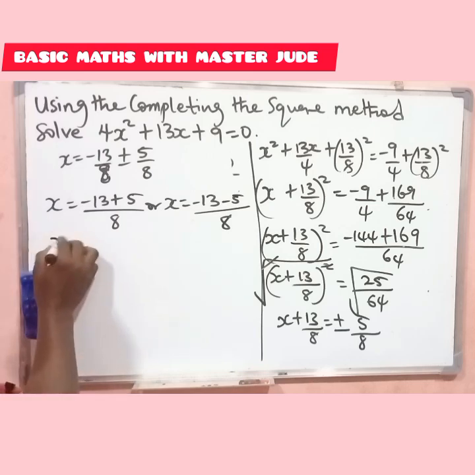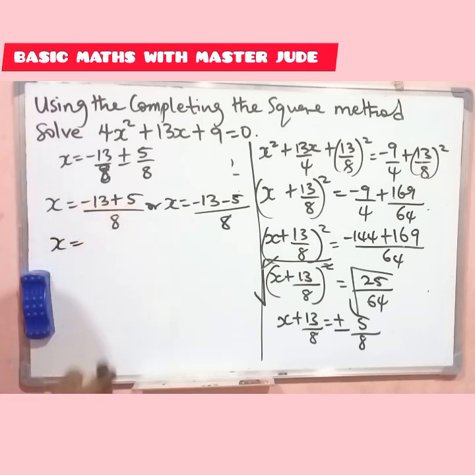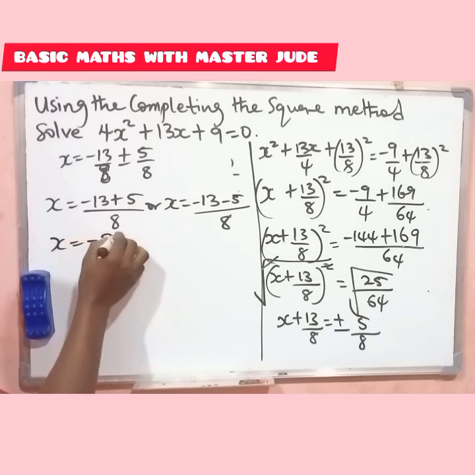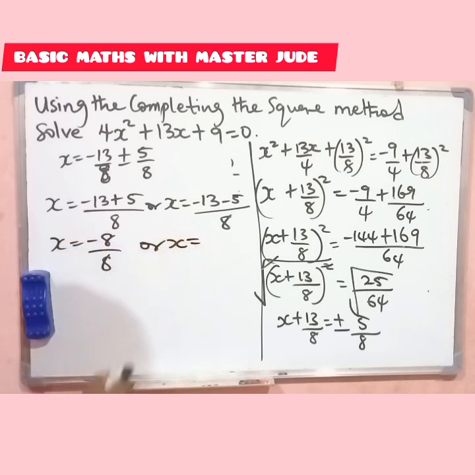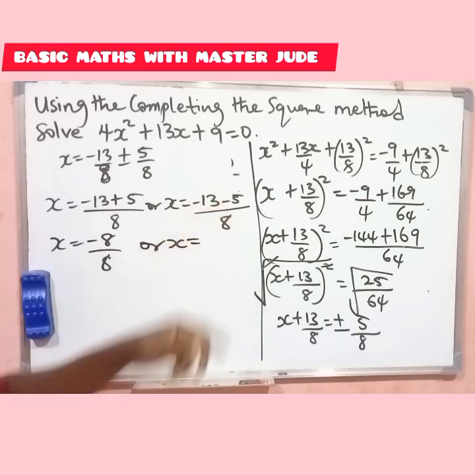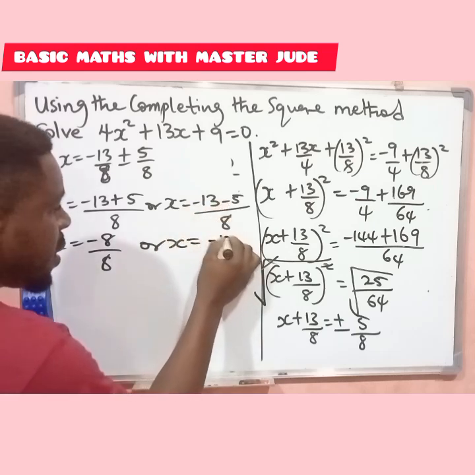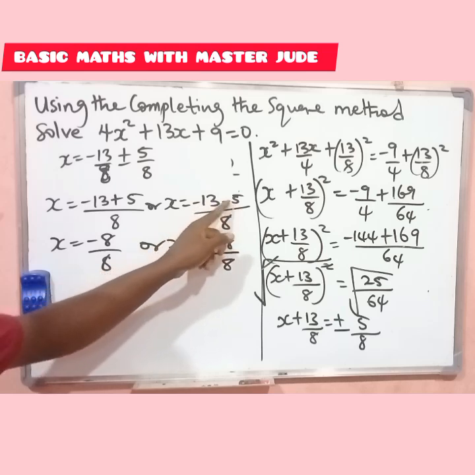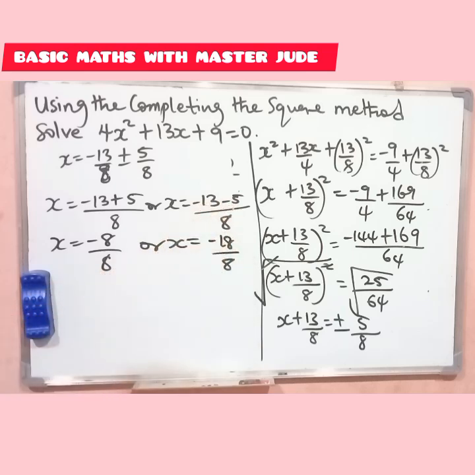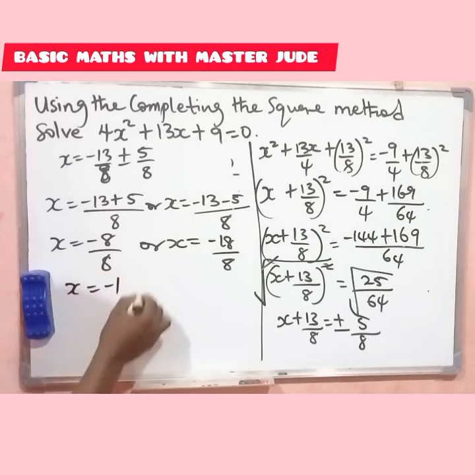Now x is equal to minus 13 plus 5, which gives me minus 8 all over 8, or x is equal to minus 13 minus 5, which gives me minus 18, because this means you are owing two persons: the first person 13, the second person 5. Now minus 8 divided by 8 gives me x is equal to minus 1.